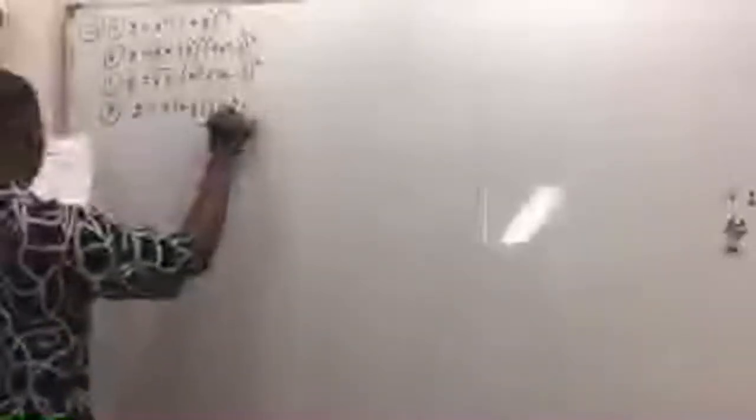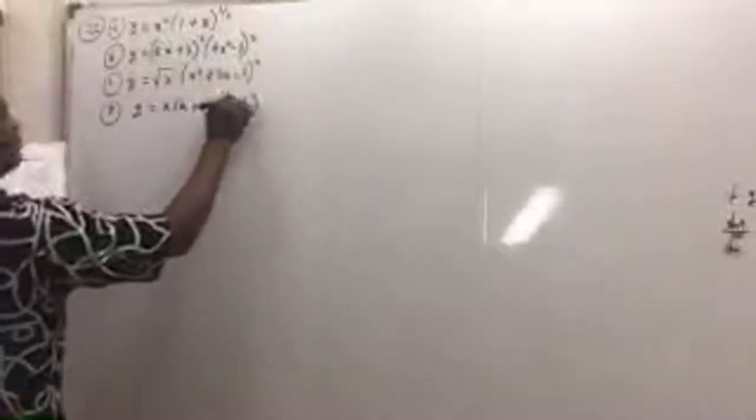Let's write out all the functions we are to differentiate. For C, I'm going to write y equals square root of x, in bracket, x squared plus 3x minus 2, all squared. Then for D, we have y equals x, in bracket, x plus 1, in bracket, x squared minus 4.